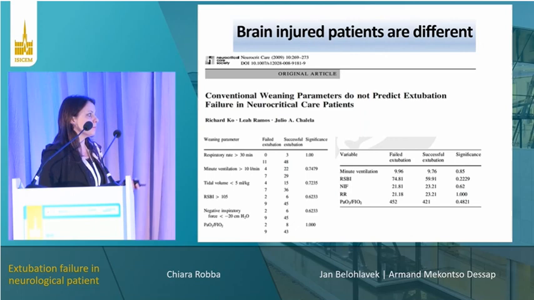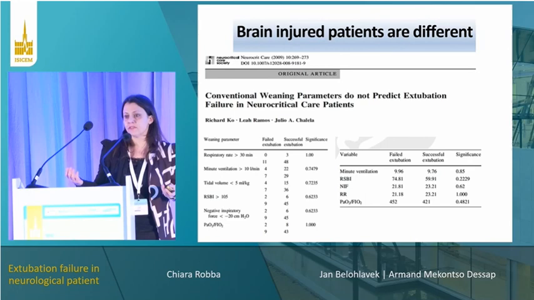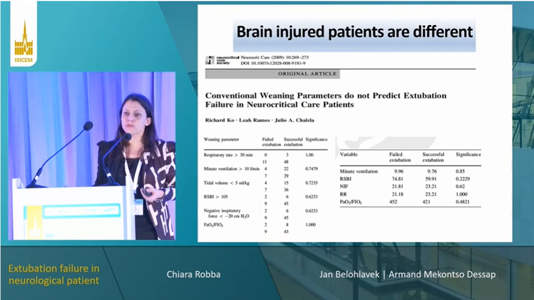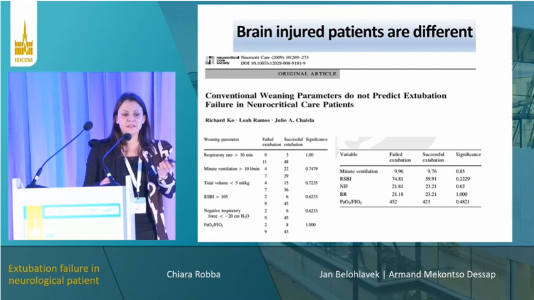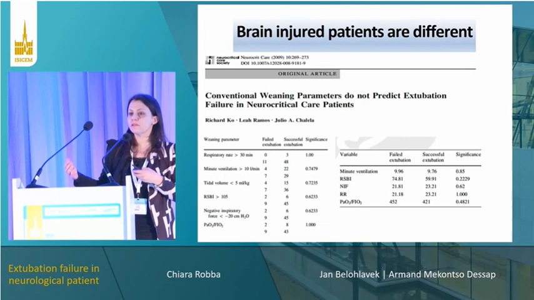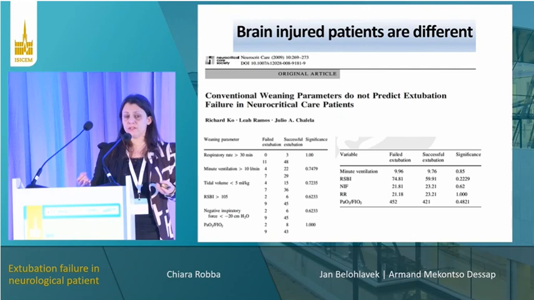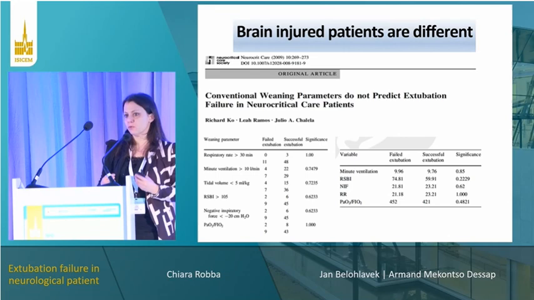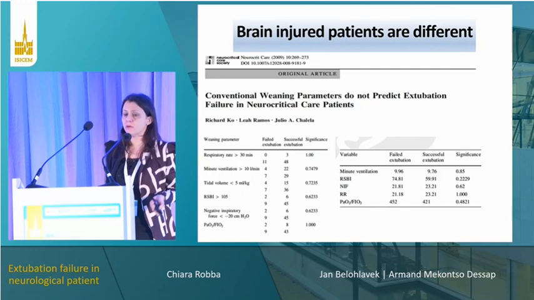So, as I was mentioning before, I think that in this session we have understood that there are some criteria for weaning and for extubation failure and extubation success. Well, in brain injured patients, these conventional weaning parameters, which include also factors like respiratory rate, the tidal volume, the inspiratory force, the PF itself, have a role, but despite this, they cannot explain all the extubation failure. Actually, they can explain only a very small part of extubation failure in this population.